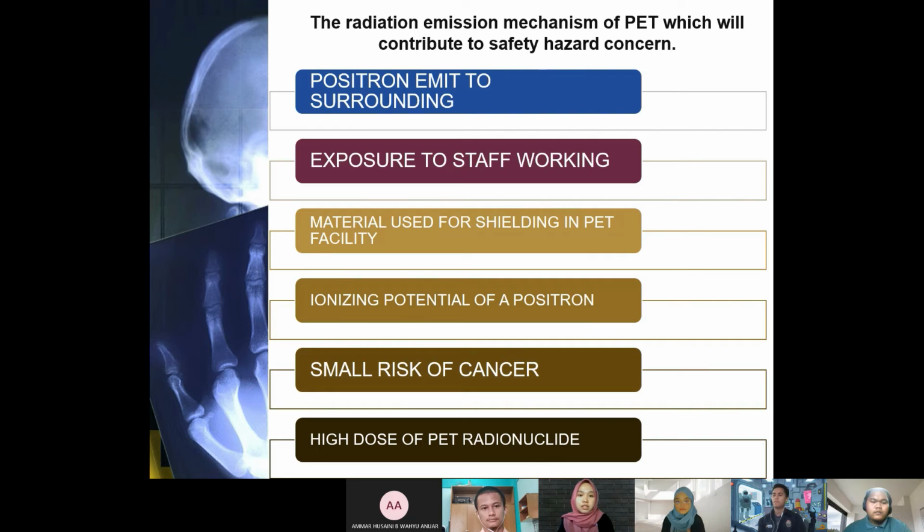The last point is a high dose of PET radionuclide. It is necessary to limit exposure so that no individual receives more than 100 mrem per year. Total effective dose equivalent is 1 mSv per year from the licensed operation, once a week. This entails limiting the dose to a level of 2 mrem, which is roughly 30% of the total.